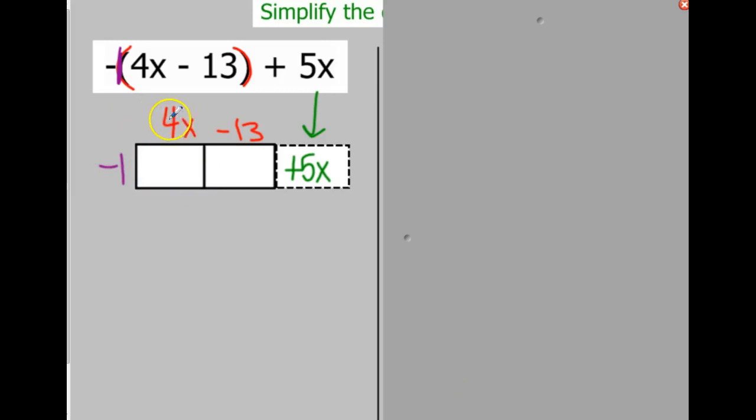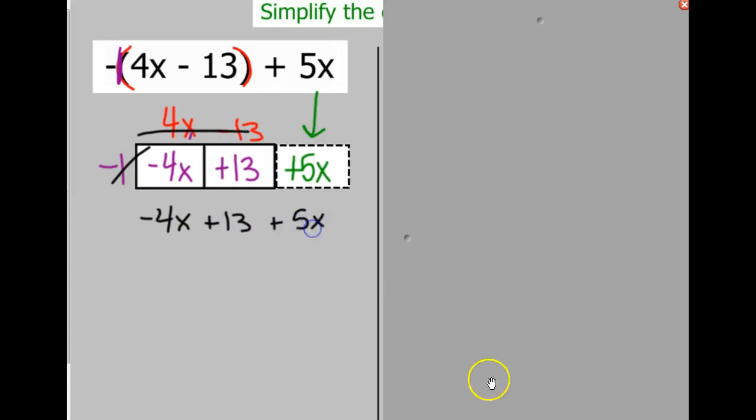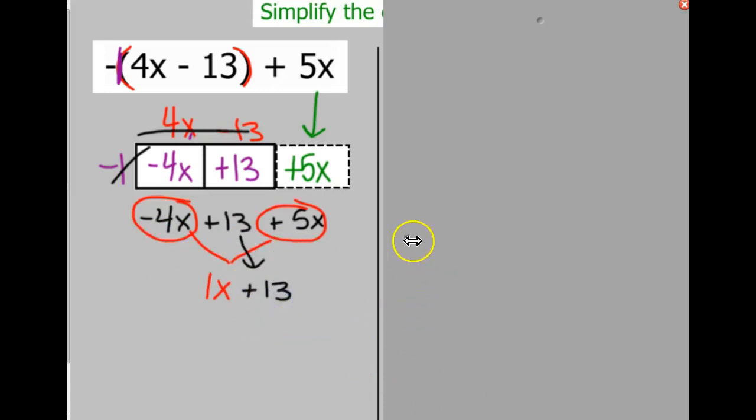So we have negative 1 times 4 is negative 4 with the x. Negative 1 times negative 13 multiplies to make a positive 13. So we have negative 4x plus 13 plus 5x. Well, like terms, we have more than one x here. We have negative 4x and a positive 5x. Different signs, subtract. 5 minus 4 is 1. So we have 1x and then plus 13. 1x plus 13.